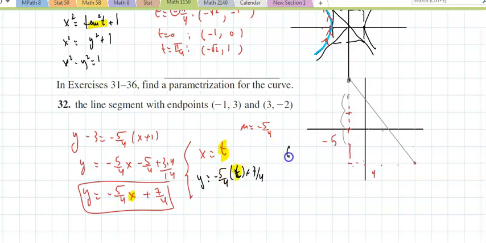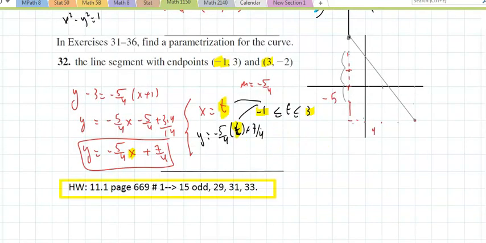And the limits on x are very simple to find. If I let x equal t, then here it is, that would be from negative 1 to 3, and that'll work. And there's the homework.